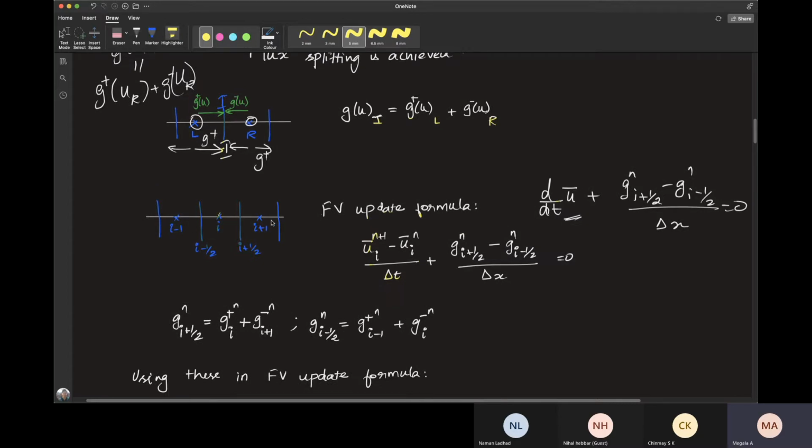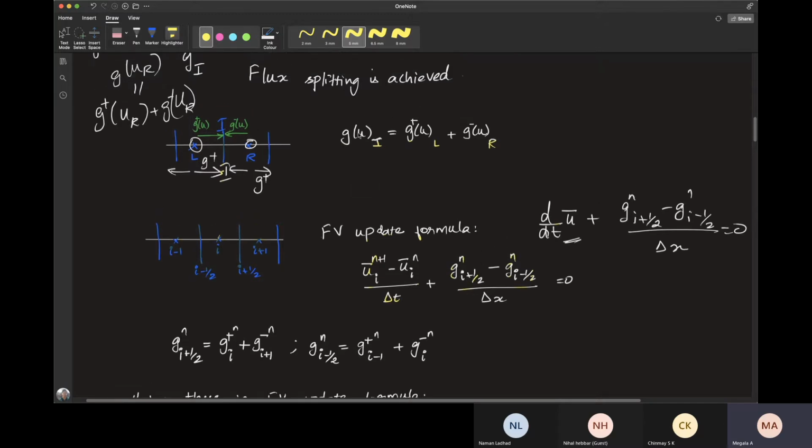So we know values at i plus 1 and i minus 1. And for g at i plus half and g at i minus half, we need to find some way to evaluate them. So that's what we did as of now. To find the values at interfaces, we have found an expression. So now let us substitute this expression over here and here.